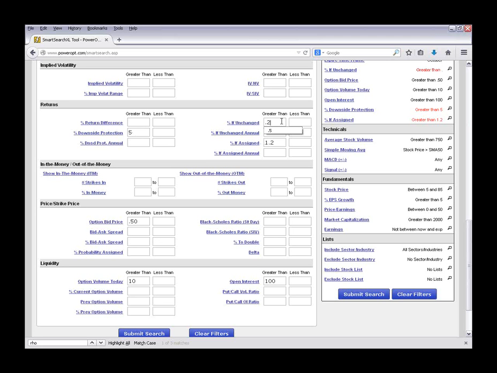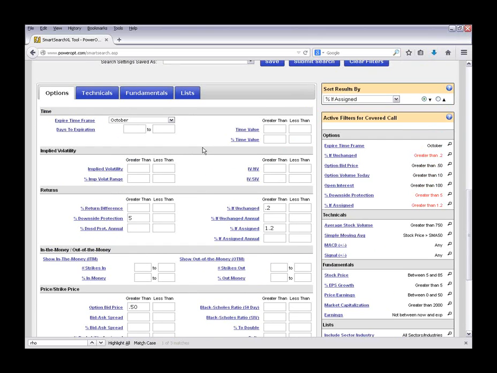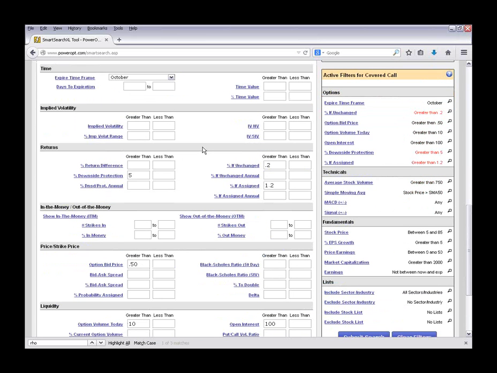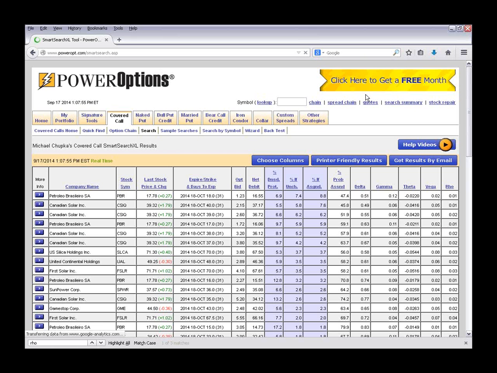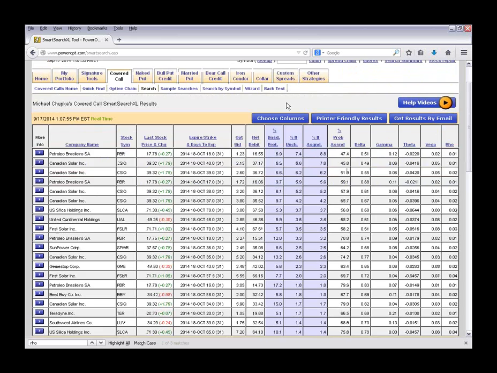Percent of funds change is going to lower to 0.2. Okay, so 2% time value essentially. We're going to keep the other criteria because we still want the same kind of stocks in a covered call. We're just going in the money for a greater downside protection. Let's go ahead and submit that search. Okay, so now we have much more results here.